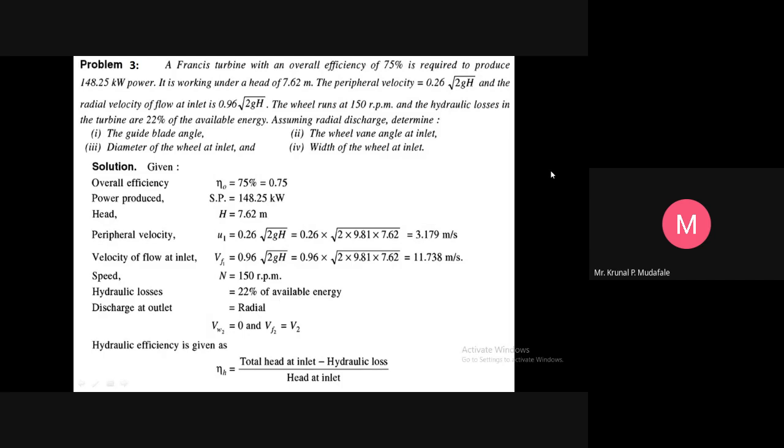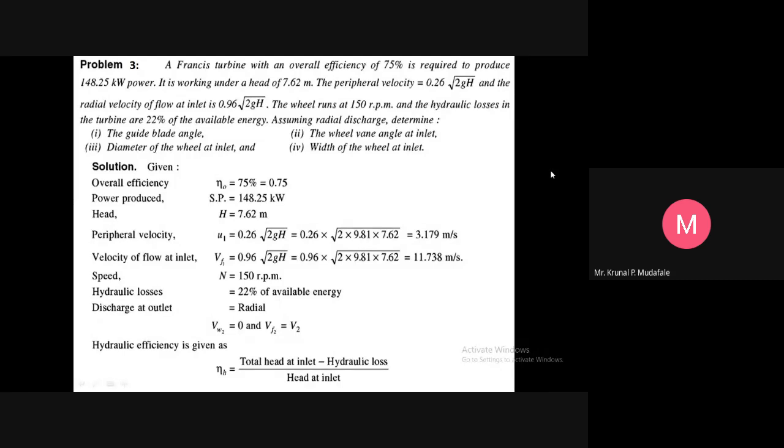Then it is working under the head of 7.62 meter. In this numerical they already give us the capital H, that is called the net head. Capital H is equal to 7.62 meter. This is the height to be achieved by that Francis turbine.